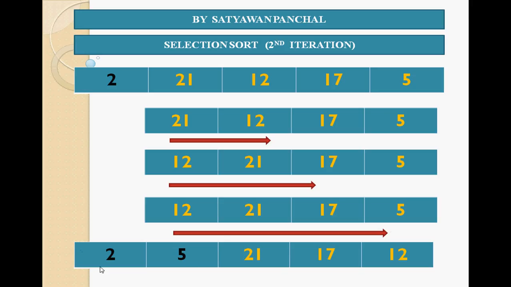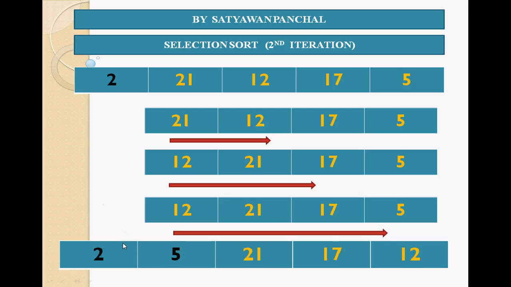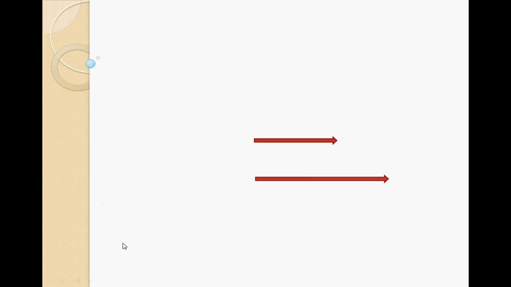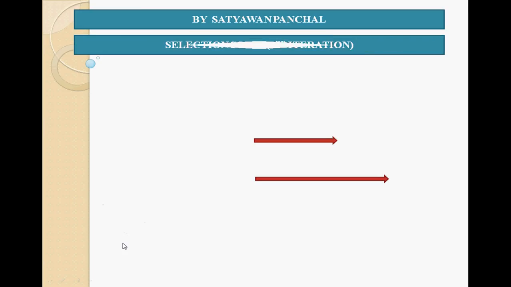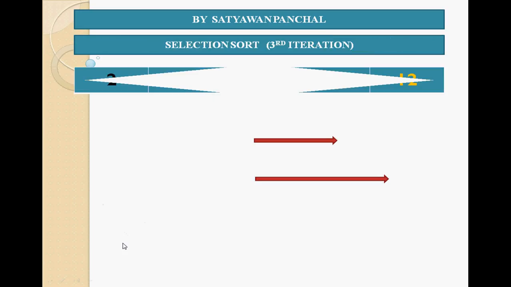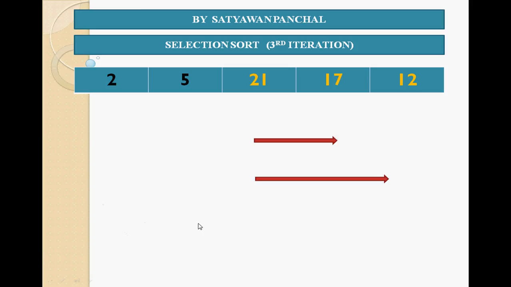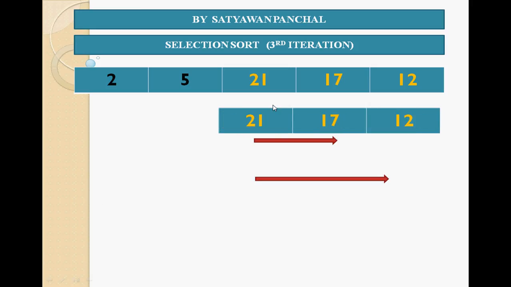Now if the iteration is the second one, then 2 elements have been finalized. In the next iteration I am not going to touch these 2 elements, that is 2 and 5. So okay, let us move to the next iteration, that is iteration number 3. In iteration number 3, this is the list we have got. Now we have 21, 17 and 12 to sort. The same will be the strategy.